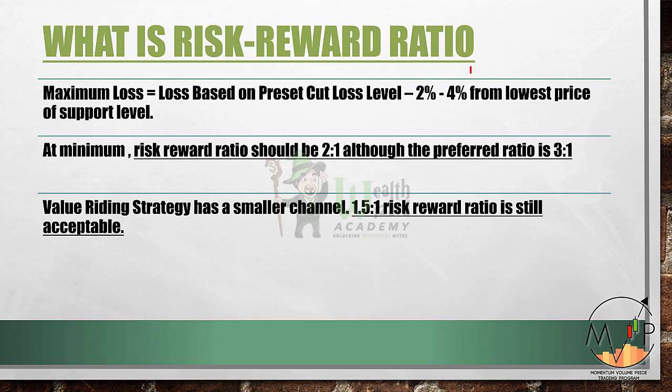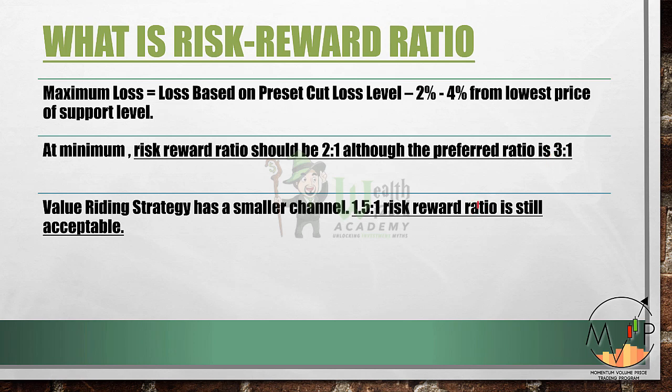Value riding strategy, as you all are aware, is based on a rebound from a moving average as the stock price is moving higher. During such a scenario, there is a high possibility that the channel is narrower, slightly smaller. So in that case, it's sometimes acceptable to take a 1.5 to 1 risk reward ratio only for the value riding strategy. For any other strategy, you should keep to a minimum of 2 to 1, or the best will always be 3 to 1. Okay, so I hope that's getting clearer right now.